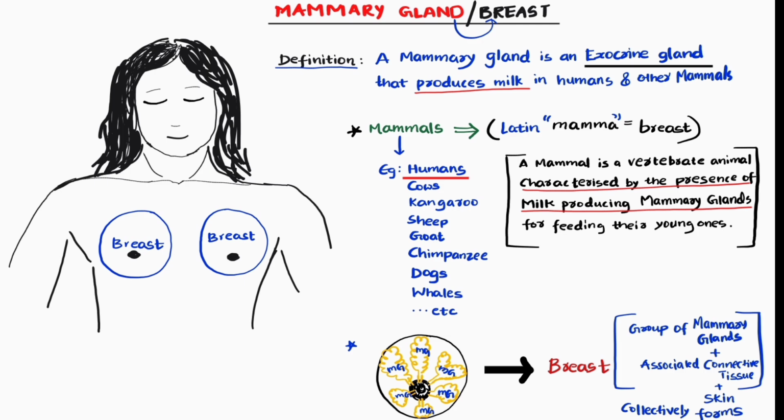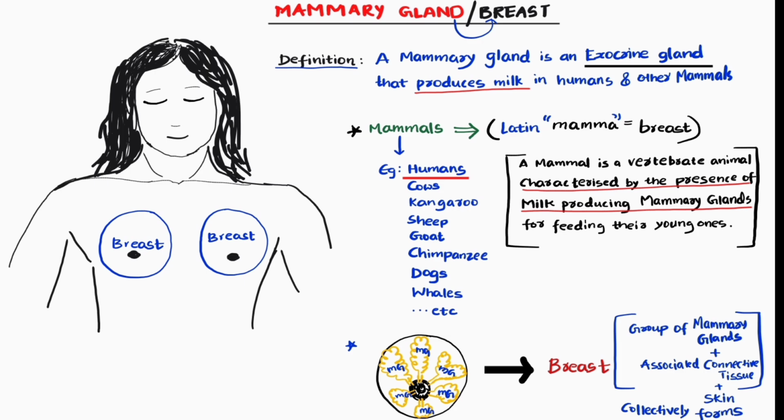As you can see in the picture, a mammary gland is an exocrine gland that produces milk in humans and other mammals. As we all know, mammals are vertebrate animals characterized by the presence of milk-producing mammary glands for feeding their young ones. For example, humans, cows, kangaroos, sheep, goat, chimpanzee, dogs, whales, etc. In Latin, mama means breast.